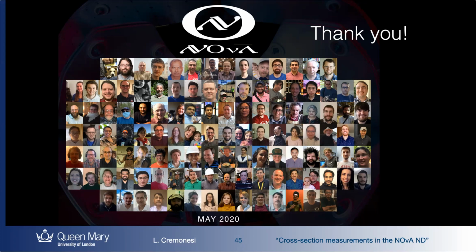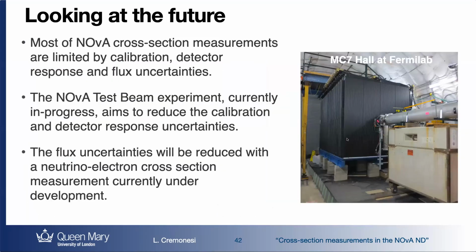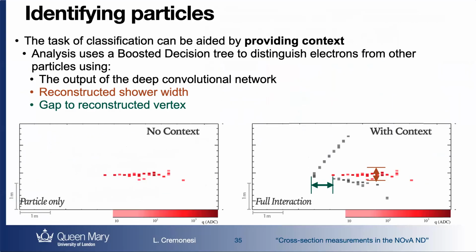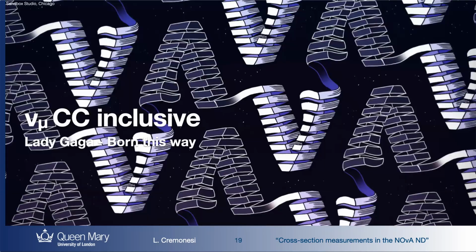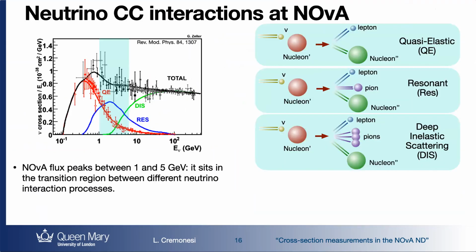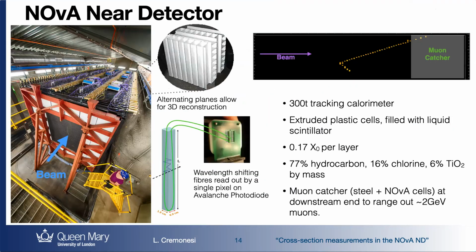Oh, so Tyler's asking a question on chat. We'll go to Tyler first. He's asking what is the liquid scintillator made of? It's mainly carbon. Let's see. I think I had the composition right at the beginning. Yeah, it's a hydrocarbon, so carbon and some hydrogen and some chlorine.